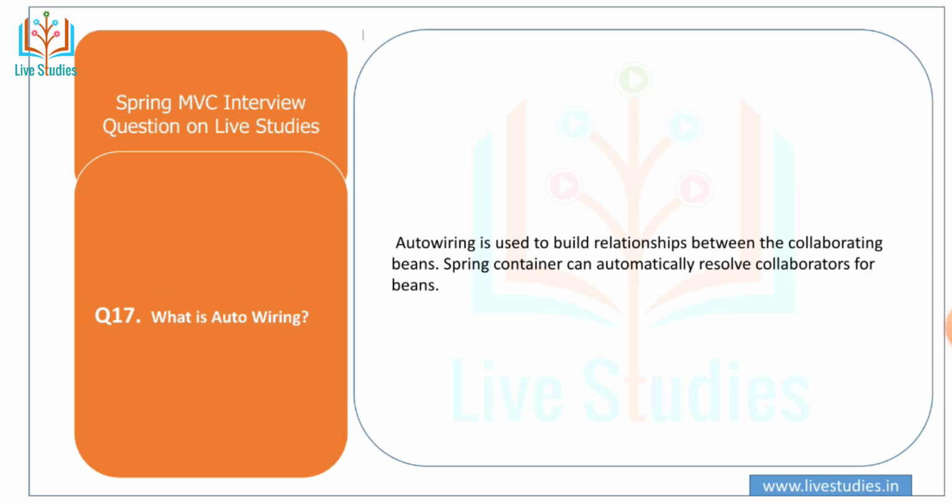Another question is, what is autowiring? Autowiring is used to build a relationship between the collaborating beans. The Spring container can automatically resolve collaborators for a bean.